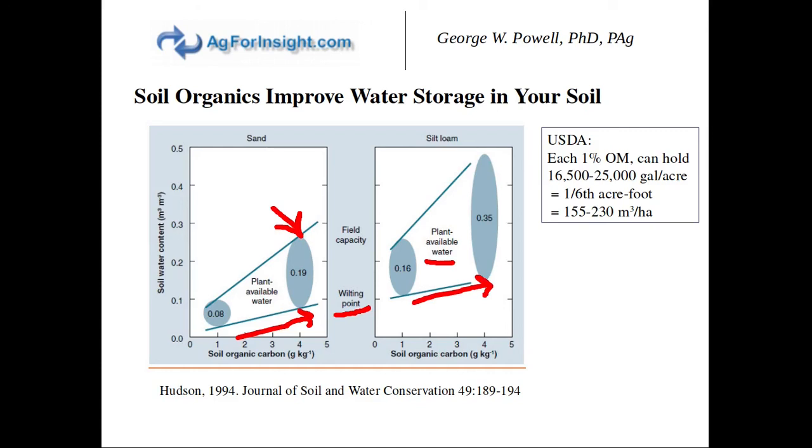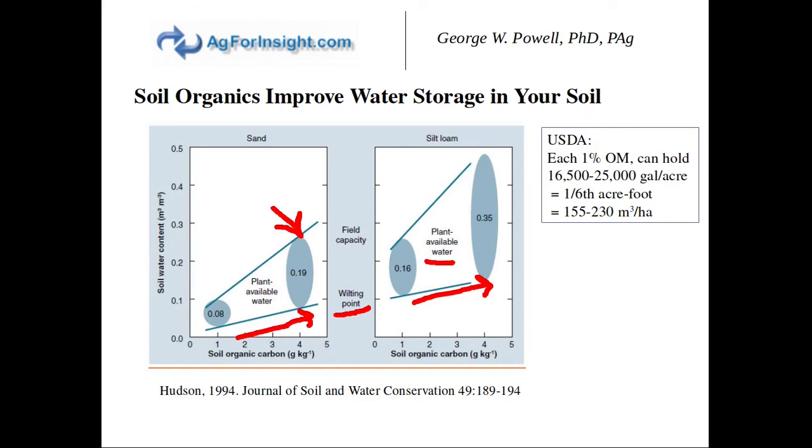So as a rule of thumb, the USDA suggests that for each percentage of organic matter that you have in the soil, that can hold roughly 16.5 to 25,000 gallons of water per acre. So that's roughly the equivalent of 1/6 of an acre foot. I put the acre foot reference in there as a common point of reference. In the central interior, and again as a rule of thumb, you would need roughly 1 acre foot of soil water per year to produce a good forage crop.